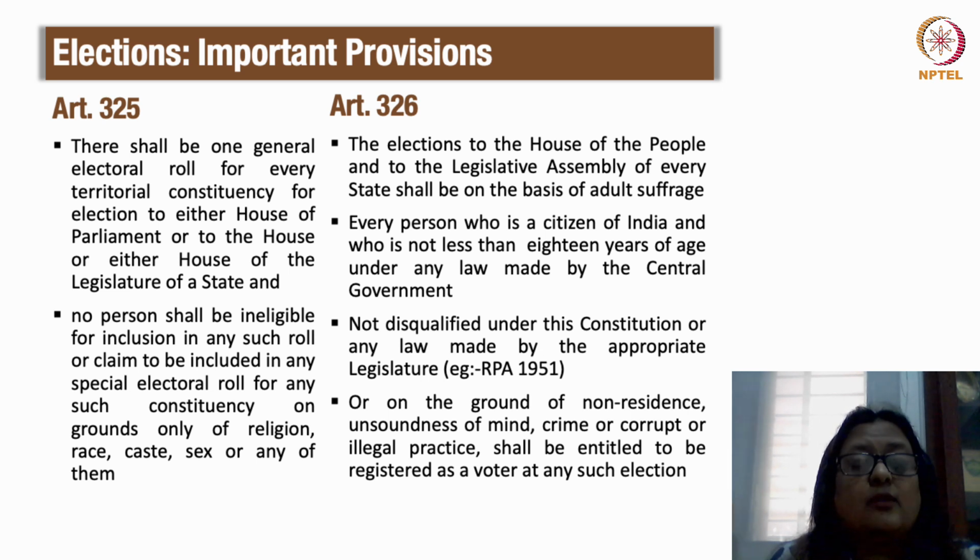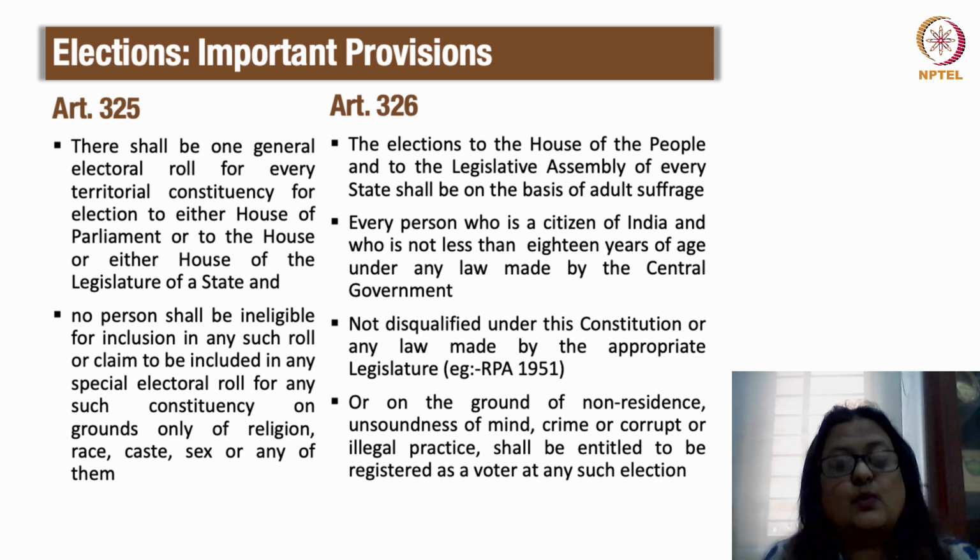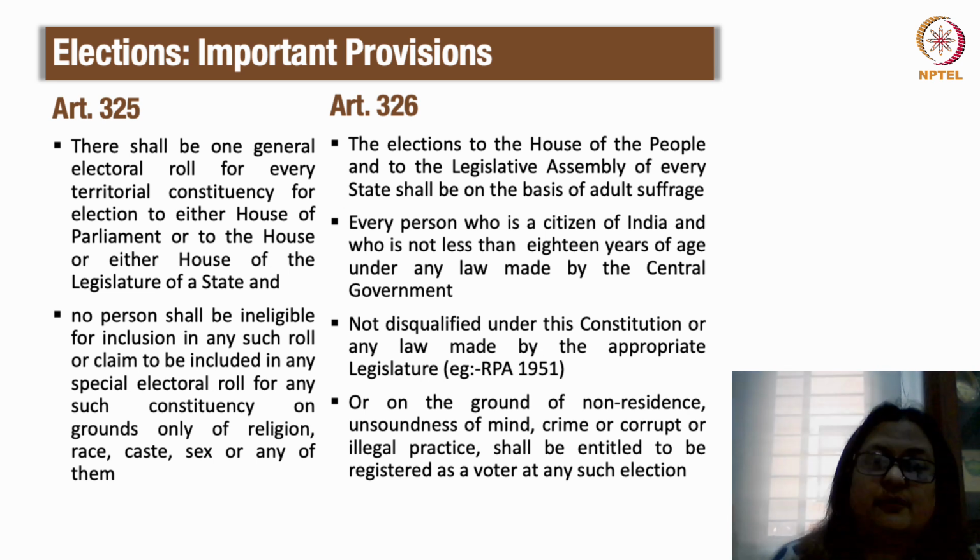Now, it says that when you have your name in the electoral roll, you are eligible for voting. The elections to the House of the People and to the Legislative Assembly of every state shall be on the basis of adult suffrage. Now, what is adult suffrage? Adult suffrage means any person who is an adult, attaining the age of 18, irrespective of any other limitations, who is not disqualified by law, shall have the power to vote.